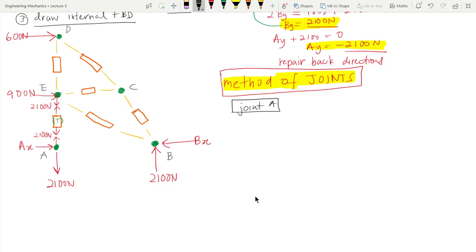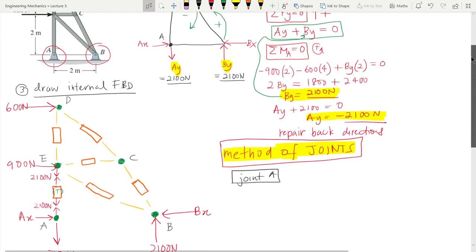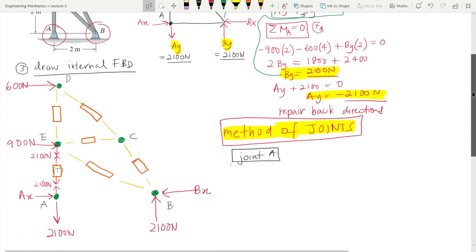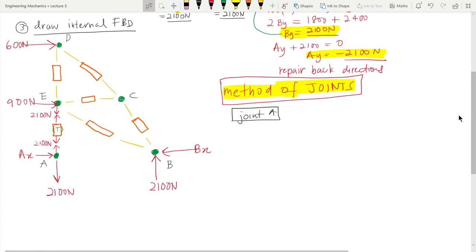So if you look at this, AX, there is no other force on the right hand side. So AX does not exist. Am I right? Yeah, if you look at this joint, there are no forces in the X direction. So AX actually does not exist. No AX. But leave it there. Never mind, it's okay. This one actually does not exist. Okay, so let's move on.